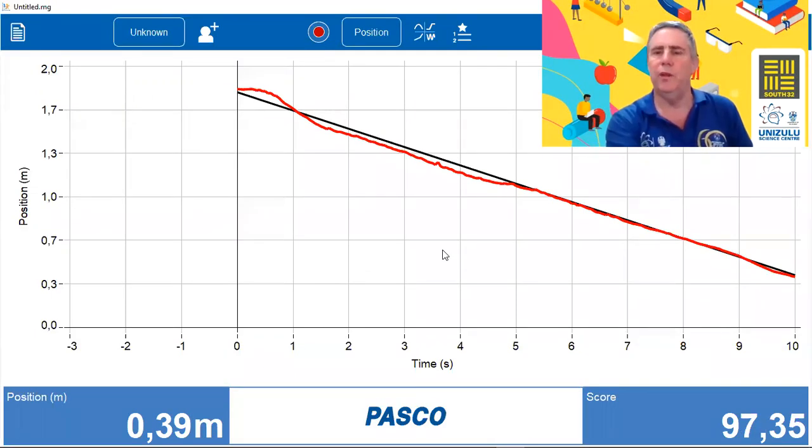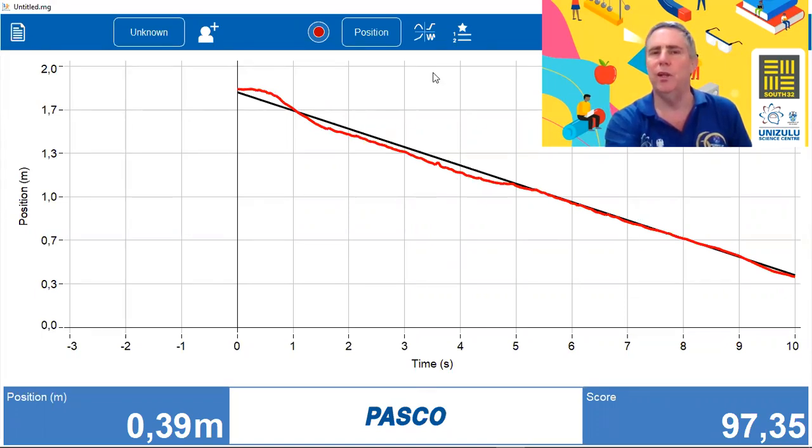So I think you can see that my second effort was much better than my first, 97.35%. You can see that the red line is very close to the black line. They're almost parallel. They have the same gradient, which means that my velocity was well matched. You can just see at the beginning, that line is curved because it took me a little while to attain the speed that was correct. When the red line is below the black line, it means I was moving too slowly. When they were right on top of each other, I was going at just about the right speed.